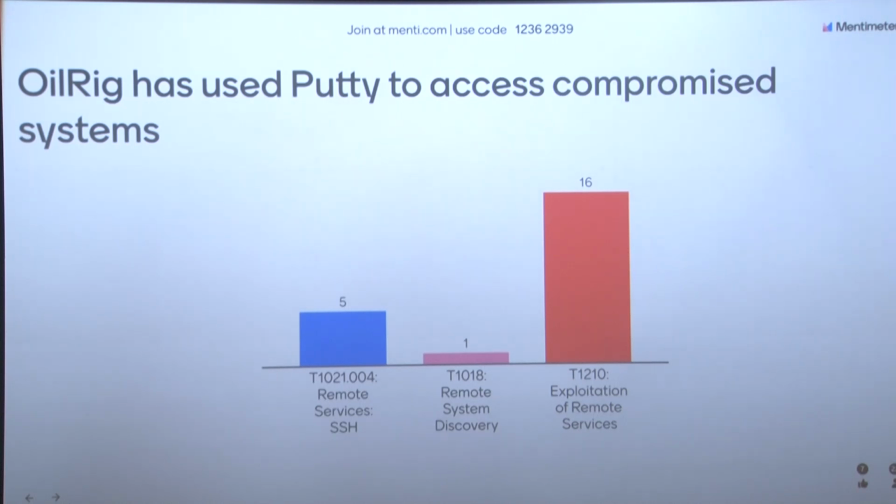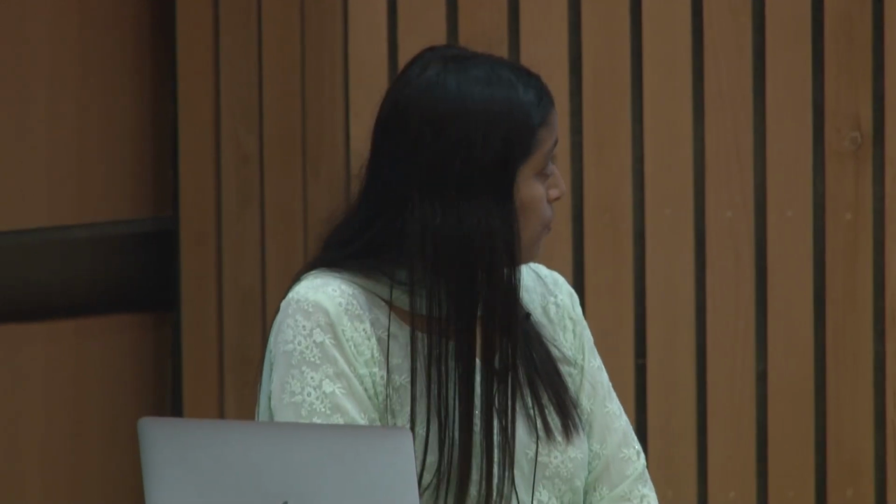Okay. So, the majority have answered T1210, exploitation of remote services. You have to explain to me why. Anyone? Why this option? Please explain. There are 16 people who are going with this option. So, please explain why you think that getting access to the compromised machine using PuTTY represents this exploitation of remote services.